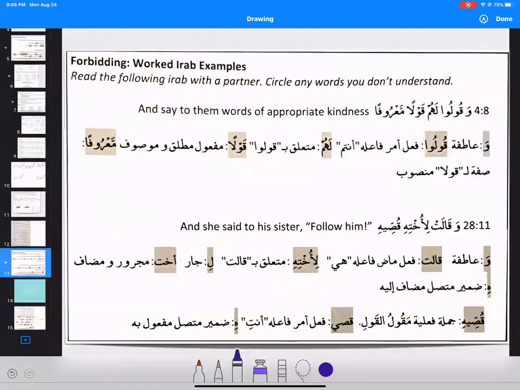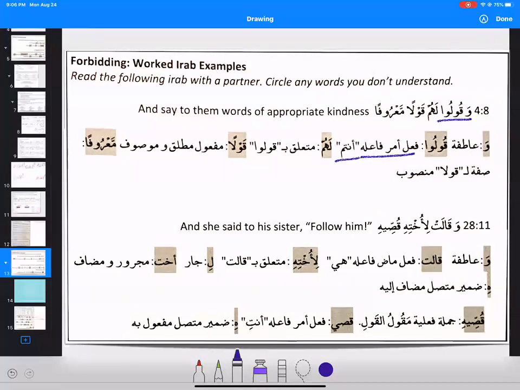So waqulu, so you tell lahum, for them, qawlam ma'rufa. So this is a command for every believer, or we can say to everyone who is reciting Quran Pak. So you all should say. So fi'lun amar, fa'iluhu antum.